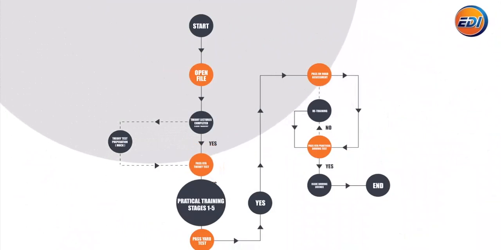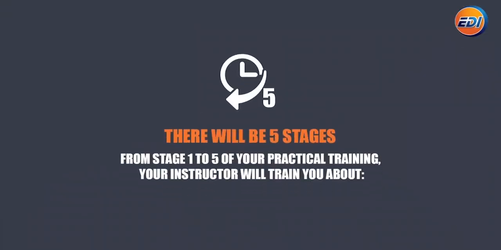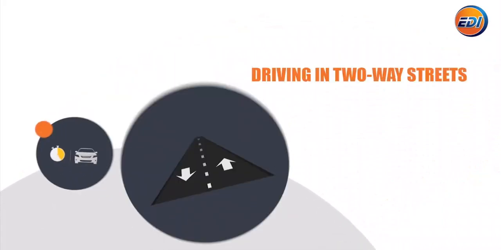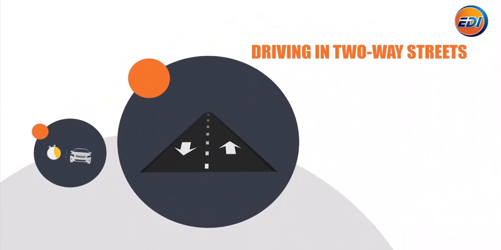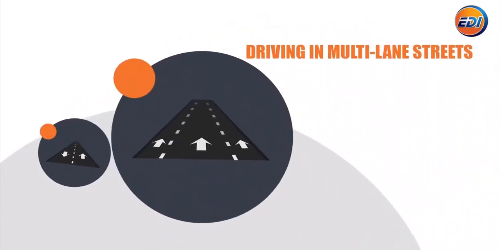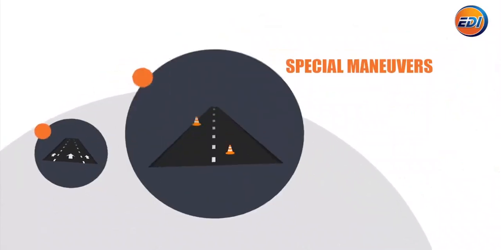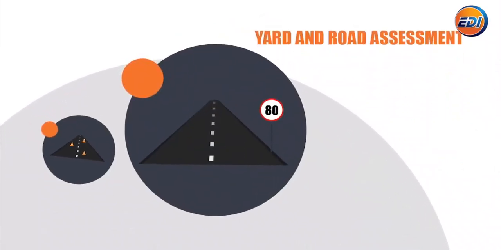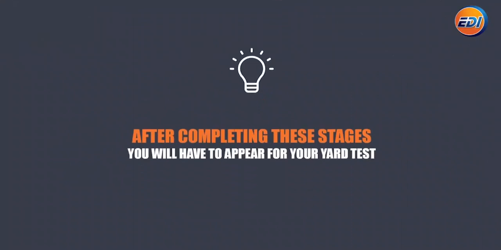There will be 5 stages for your practical training. From stage 1 to 5 of your practical training, your instructor will train you about vehicle controls, moving off and driving in two-way streets, driving in multi-lane streets, special maneuvers, yard and road assessment. After completing these stages, you will have to appear for your yard test.